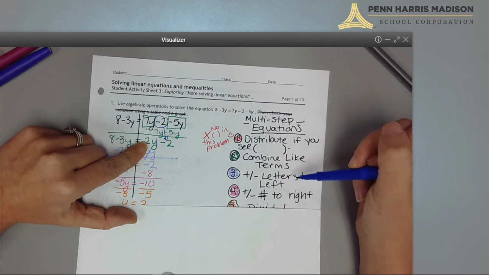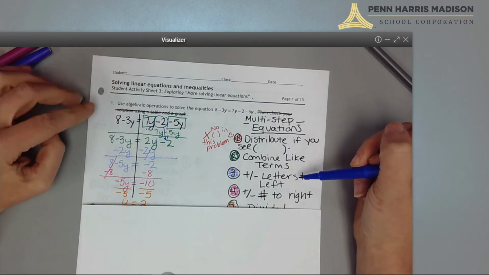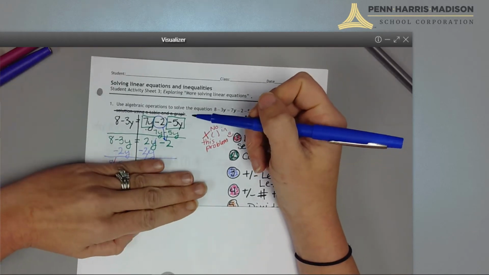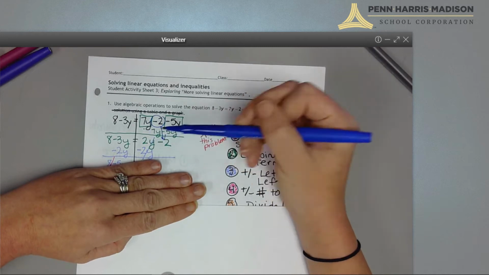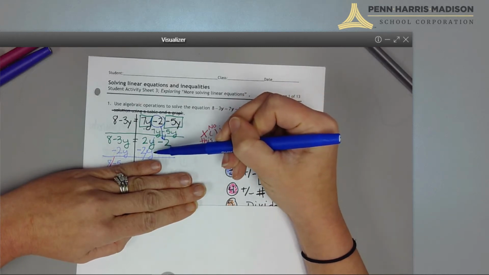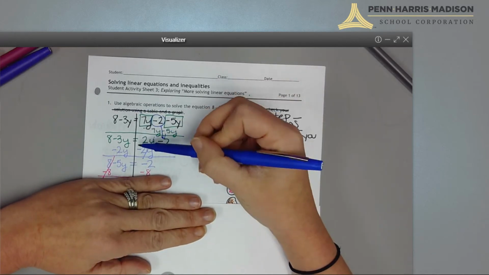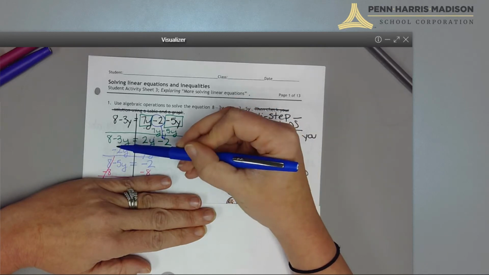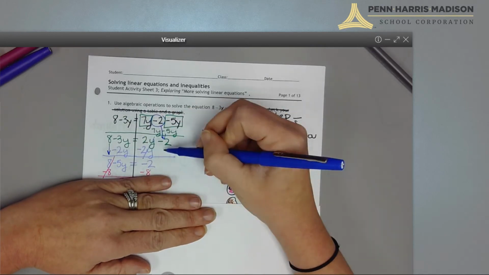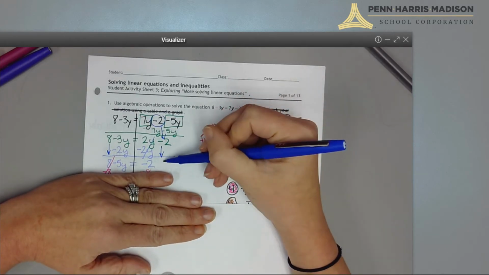My next step is to plus or minus our letters to the left. This is where we pick up from yesterday. These are the same steps from yesterday. So if you look here, I see I have a 2y that has to go to the other side. Because it's positive, I'm going to minus it. So I minus 2y on both sides. Be careful here with your math, guys. Negative 3 minus 2 is going to be negative 5y. I'm going to drop that 8 down, and I'm going to drop that minus 2 down. And I'm left with 8 minus 5y equals negative 2.